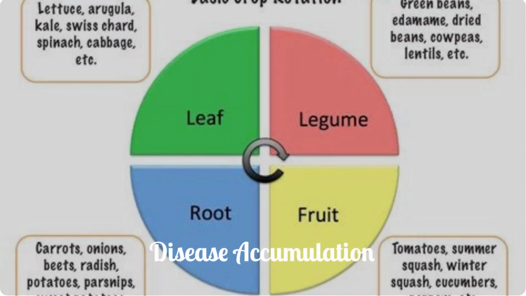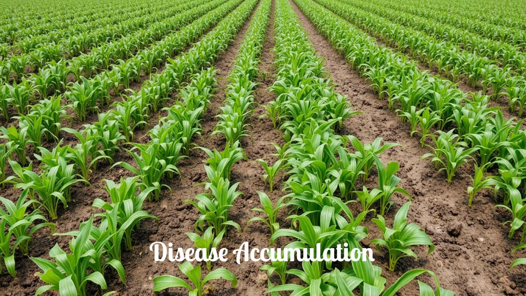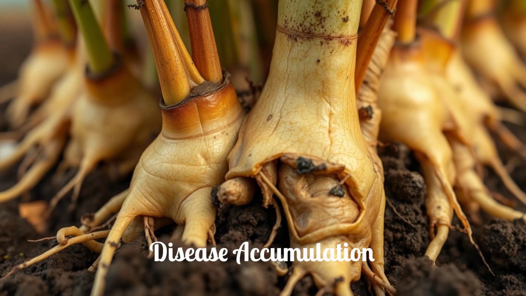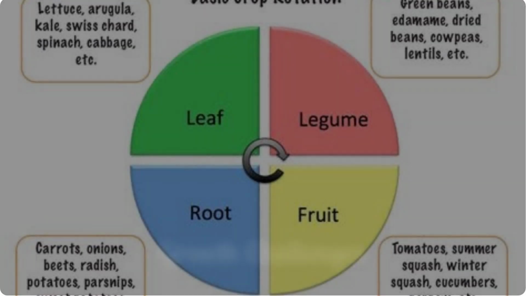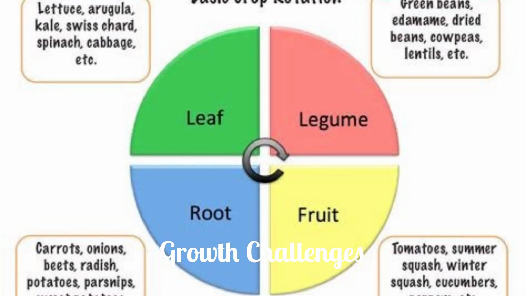Disease accumulation. Soil-borne diseases can persist and intensify when the same crops are grown continuously. These challenges can significantly hinder vegetable growth and productivity.